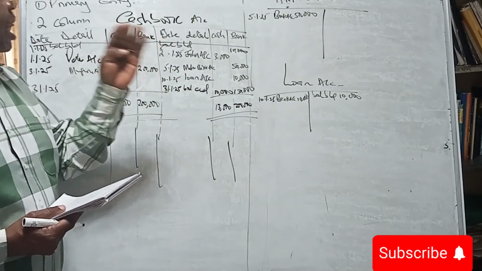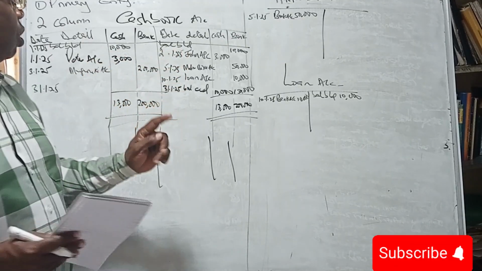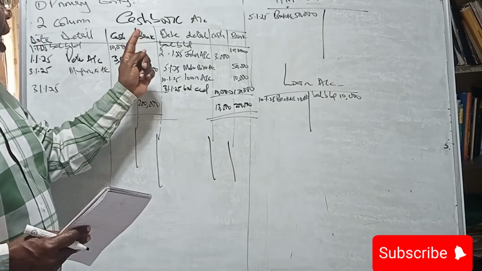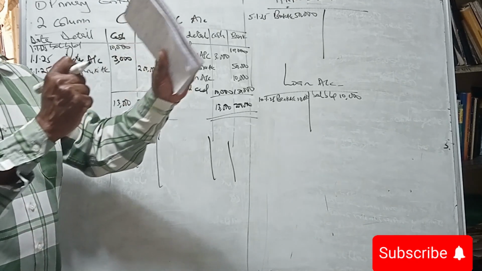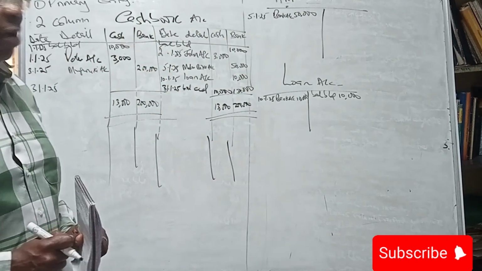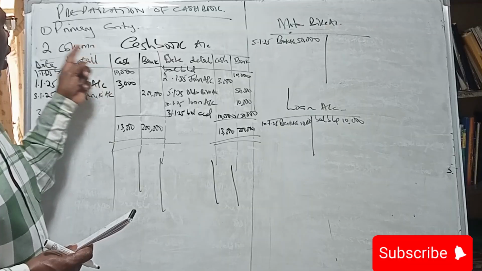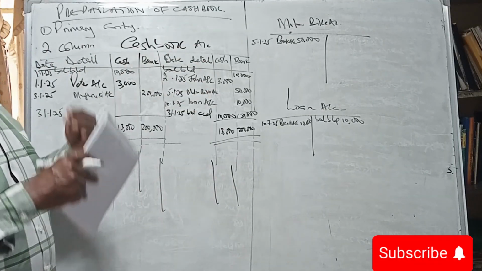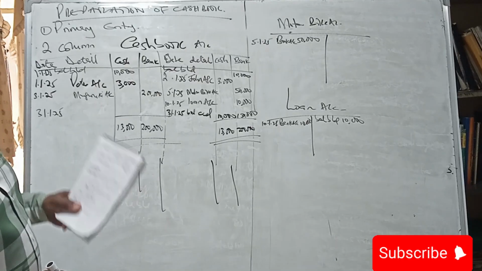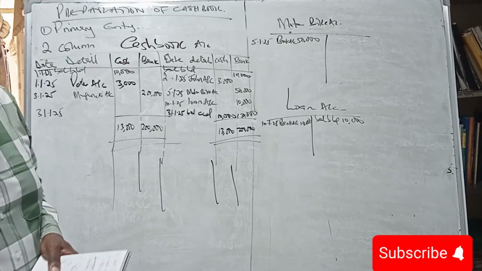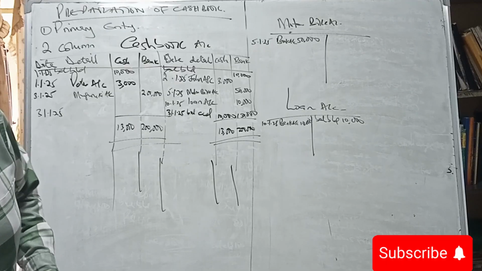So you realize that a two-column cash book is just a combination of the cash account in the general ledger and the bank account. Please note this: we remove the cash account from the general ledger and the bank account, and we generate a different document called a two-column cash book that acts as part of the general ledger.